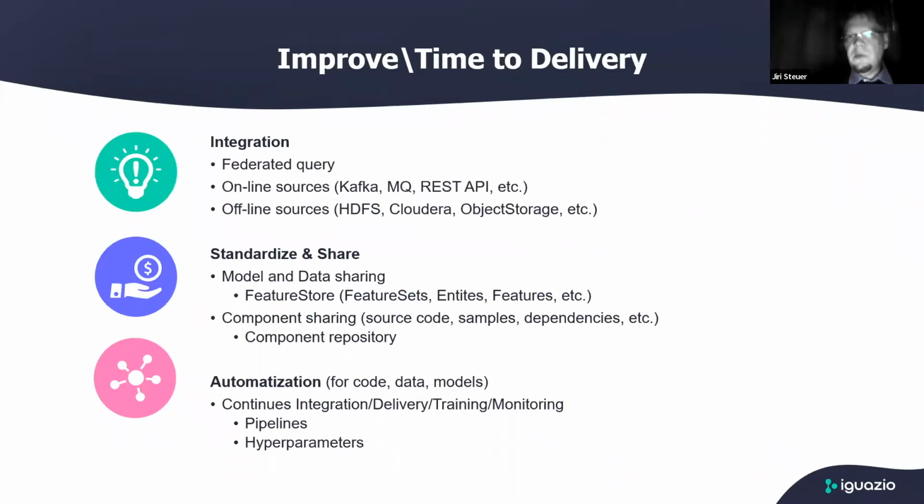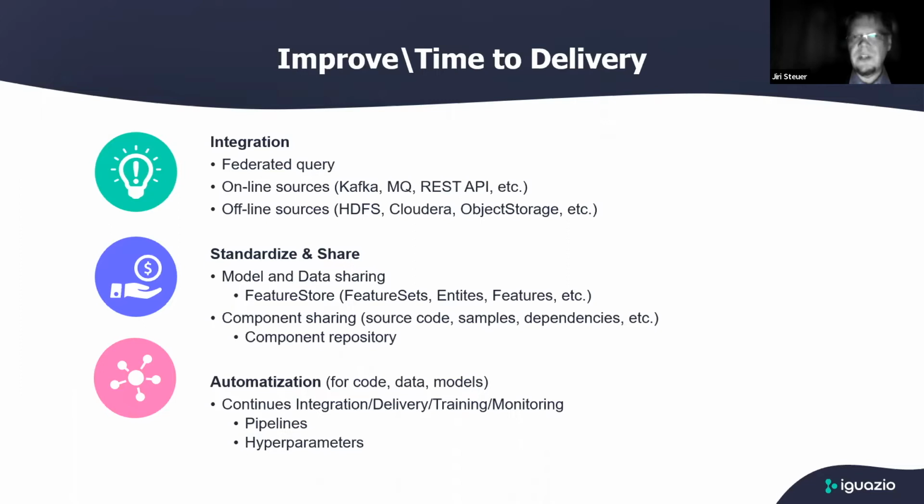The first bundle of improvement is focused on the time to delivery and covers easy integration via federated query and integration to online and offline sources. You can imagine online sources such as Kafka, message queue, REST API, and so on. Under offline sources, you can imagine access to the HDFS, object storage, and so on.